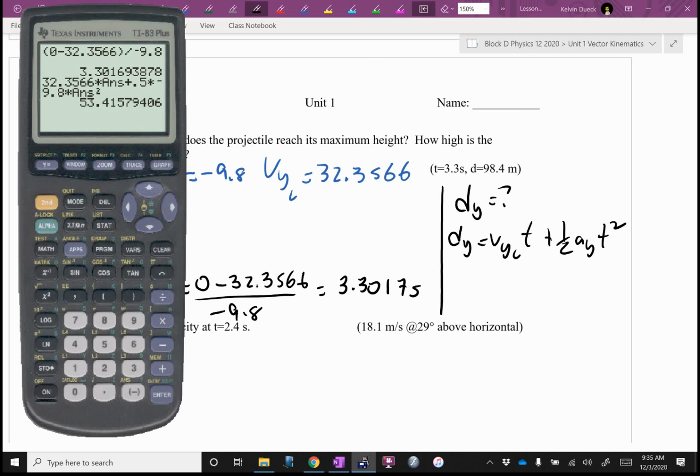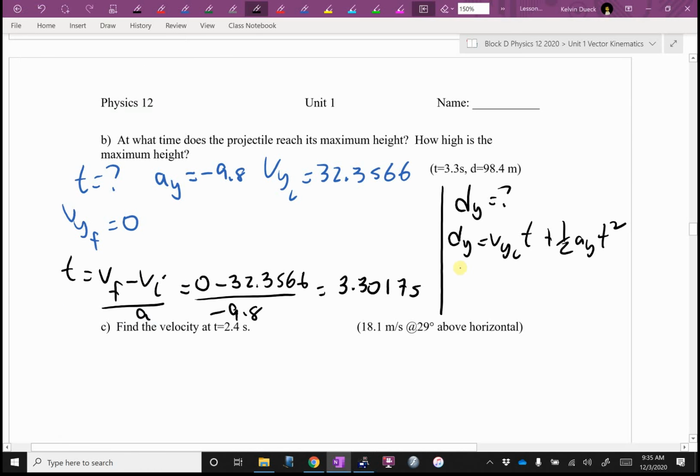The height of the cliff. What we've just found is how high above where we started. Remember, we're finding displacements. But we didn't start on the ground.